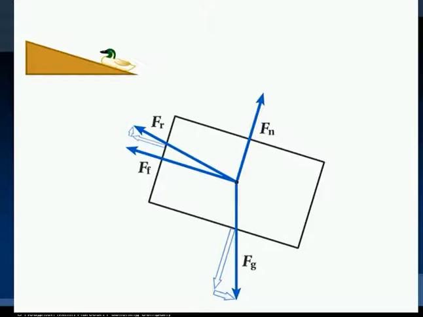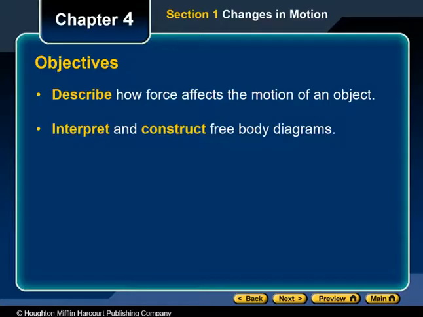For this situation, the best choice would be to break each force into its components parallel and normal to the ramp. You can then find the net force on the object and therefore the change in motion in both directions. At this point, you should be able to describe how force affects the motion of an object and interpret and construct free body diagrams.